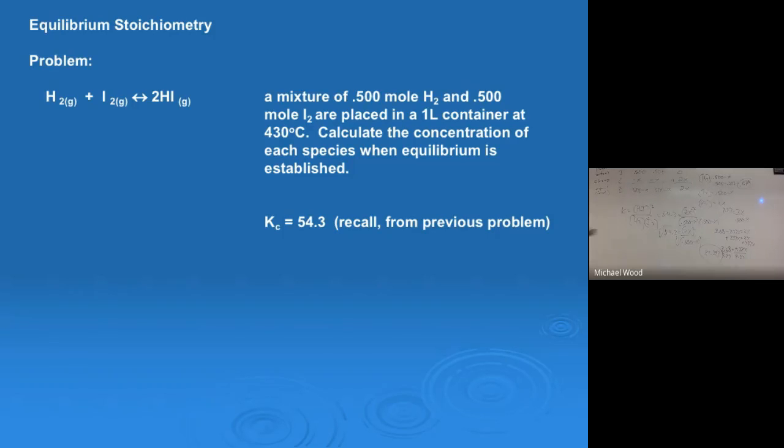I2 will be the same thing. So it'll be 0.500 minus 0.393. Okay, and then for HI, it'll be 2 times 0.393. So that'll be 0.786.